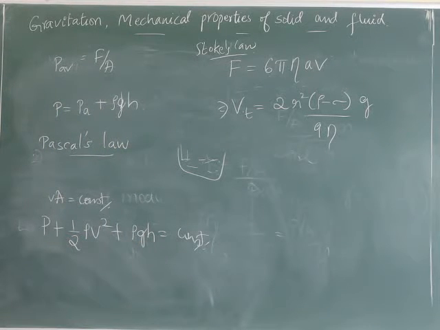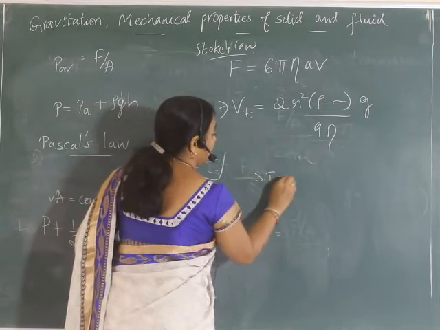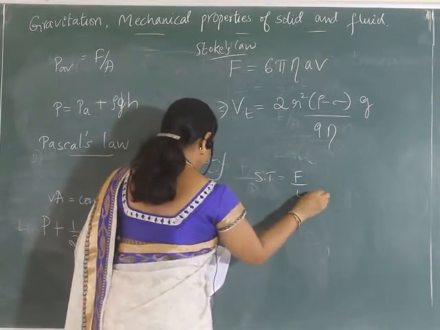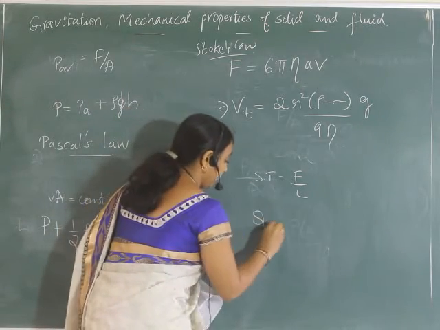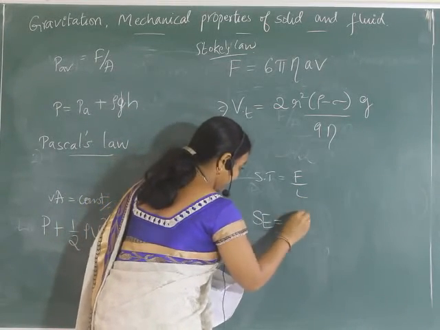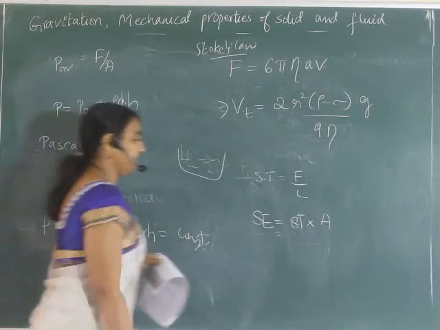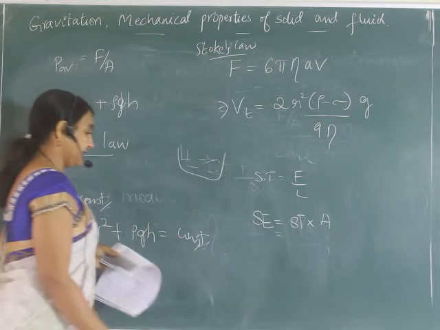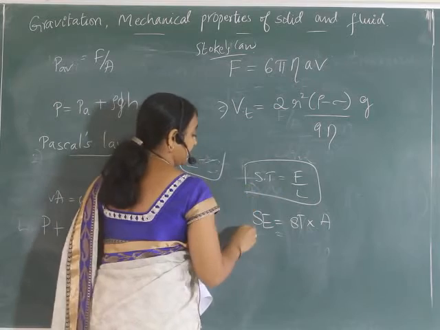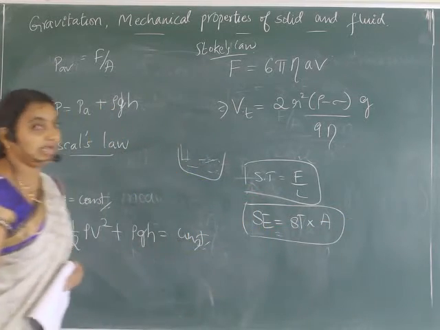Next, we will be speaking about surface tension. Surface tension is nothing but force per unit length, acting tangential to the surface. Then surface energy is equal to surface tension into area of the surface. Surface energy is equal to surface tension into area of the surface. This surface tension expression and surface energy expression are very, very important.